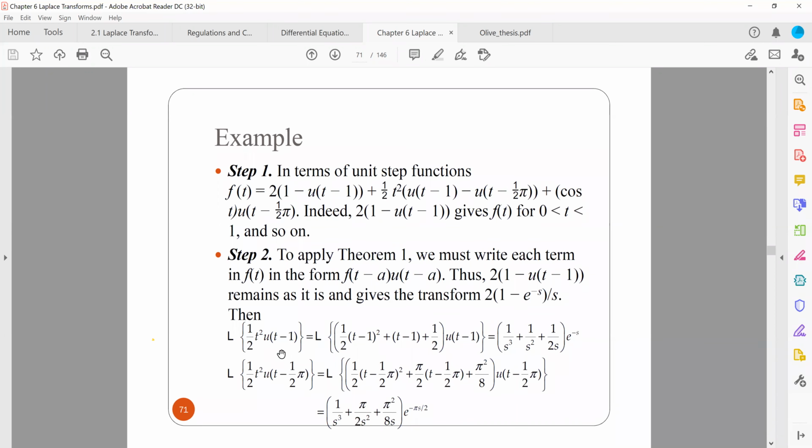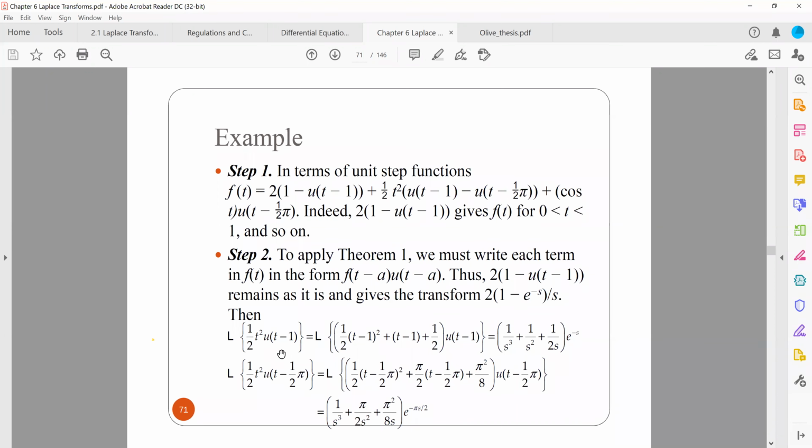And of course, we have to add the e to the minus s from this. Same thing when we go down here. Again, we need to make this t, put it in the format of t minus a half pi squared. And then again, we also have to have a term t minus a half pi, and whatever stays is pi squared over 8.